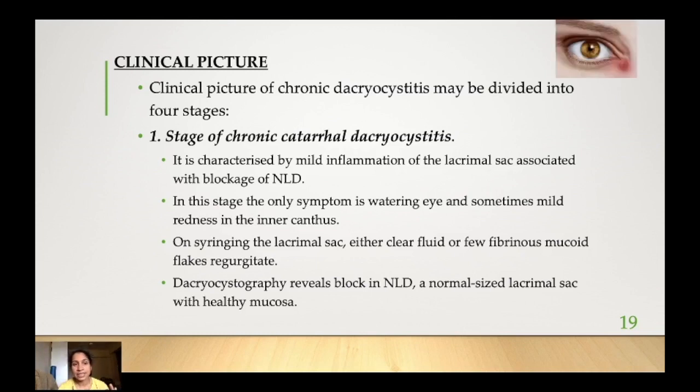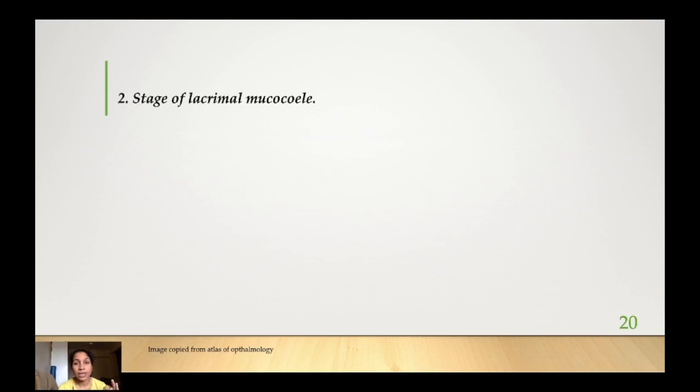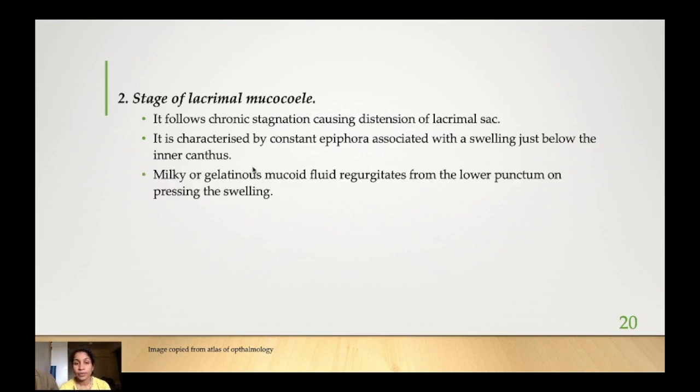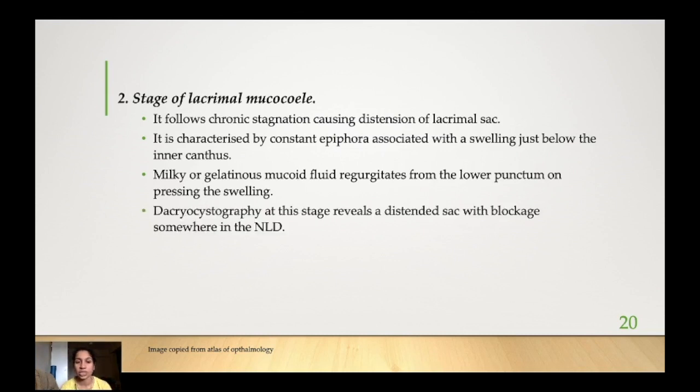Next comes the second stage, the stage of lacrimal mucocele. It forms a mucocele. There is a distension of the lacrimal sac, characterized by constant epiphora, associated with swelling just below the inner canthus. If you press the swelling, or if you do lacrimal syringing, milky or gelatinous mucoid fluid regurgitates. Dacryocystography at this stage reveals a distended sac, with blockage somewhere in the nasolacrimal duct.